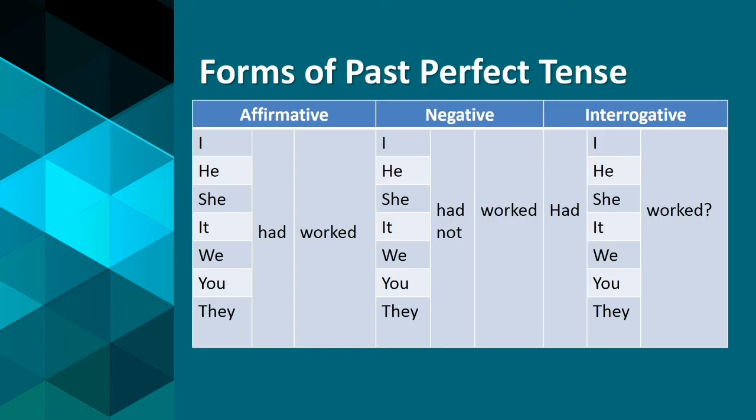Now coming to the forms of the past perfect tense, again the same three classifications: affirmative, negative and interrogative. She had worked, she had not worked, and had she worked. As and when you use these, you will be familiar with the construction of sentences.